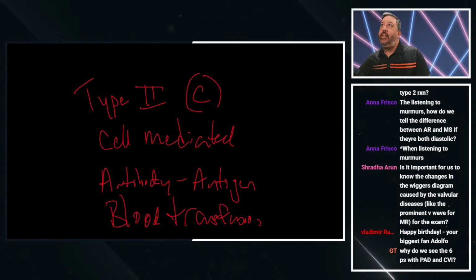Type 3 is an immune complex. So again, antigen, antibody as well, with regards to type 3. So that's the I, immune complex. What else is there on that?